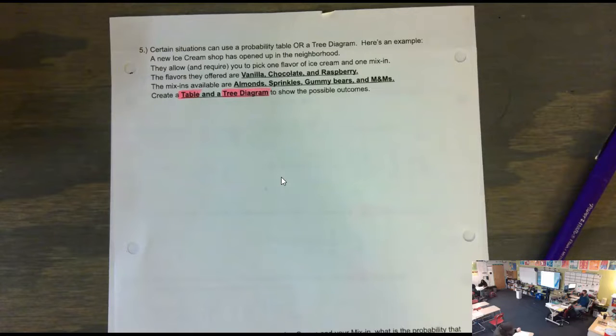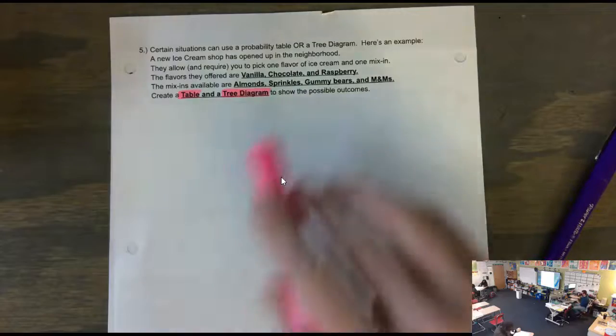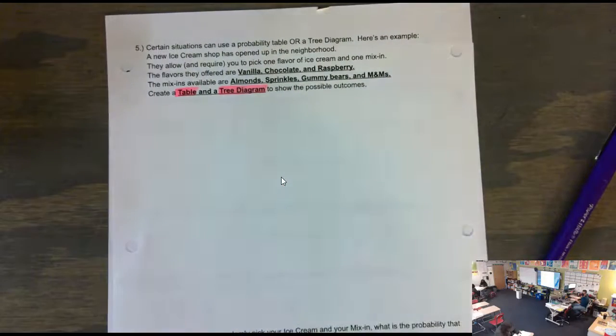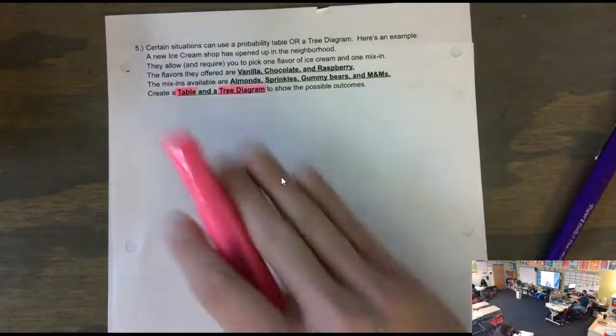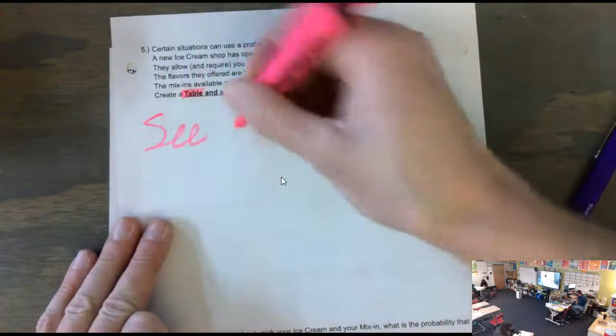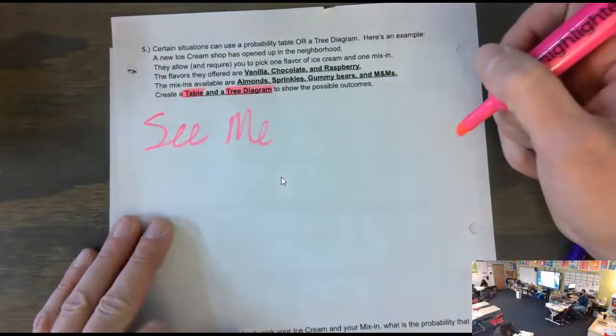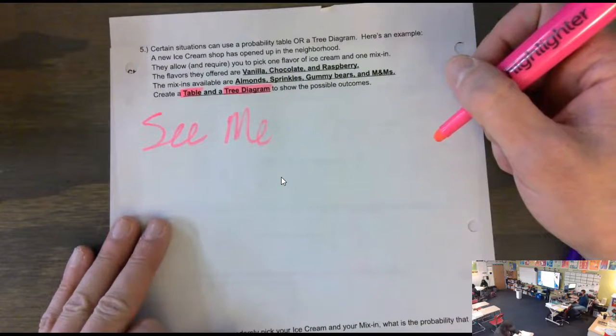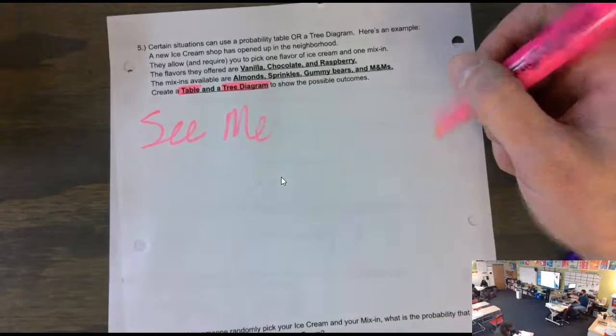Now, some of us have misunderstandings on this. Some of us did not create this correctly. I want to see you. I want to meet with you. So if you didn't do this correctly, you probably have a see me on your paper. Come to math lunch, come to AO, come to extensions. Whenever you want to see me, come see me. Let's chat.